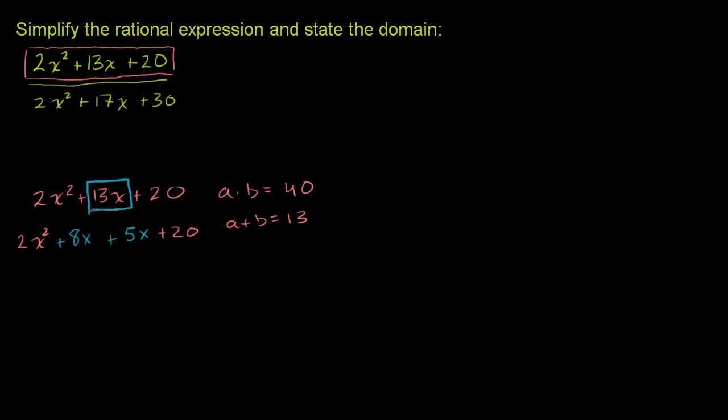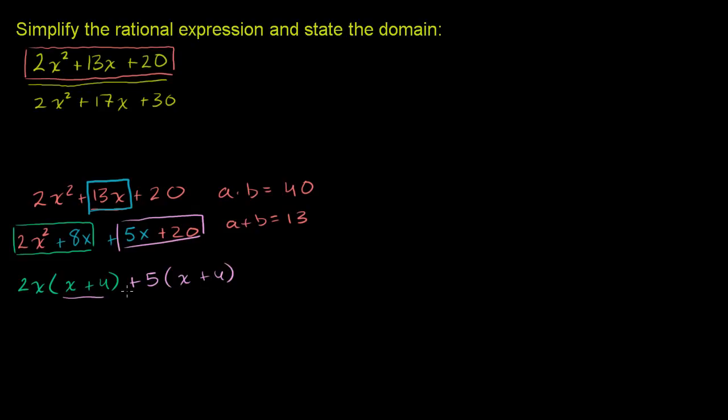And now we can group them. That's the whole point of factoring by grouping. So you group these first two characters right here. Let's factor out a 2x. So this would become 2x times, well, 2x squared divided by 2x is just going to be x. 8x divided by 2x is going to be plus 4. And then let's group these two characters. And if we factor out a 5, what do we get? We get plus 5 times x plus 4. 5x divided by 5 is x. 20 divided by 5 is 4.